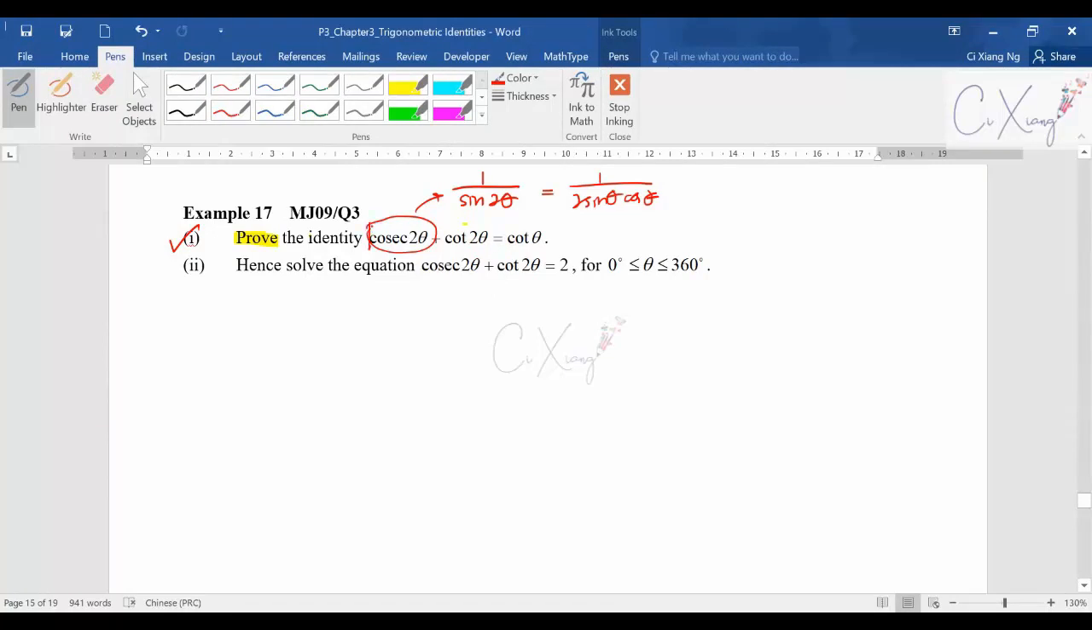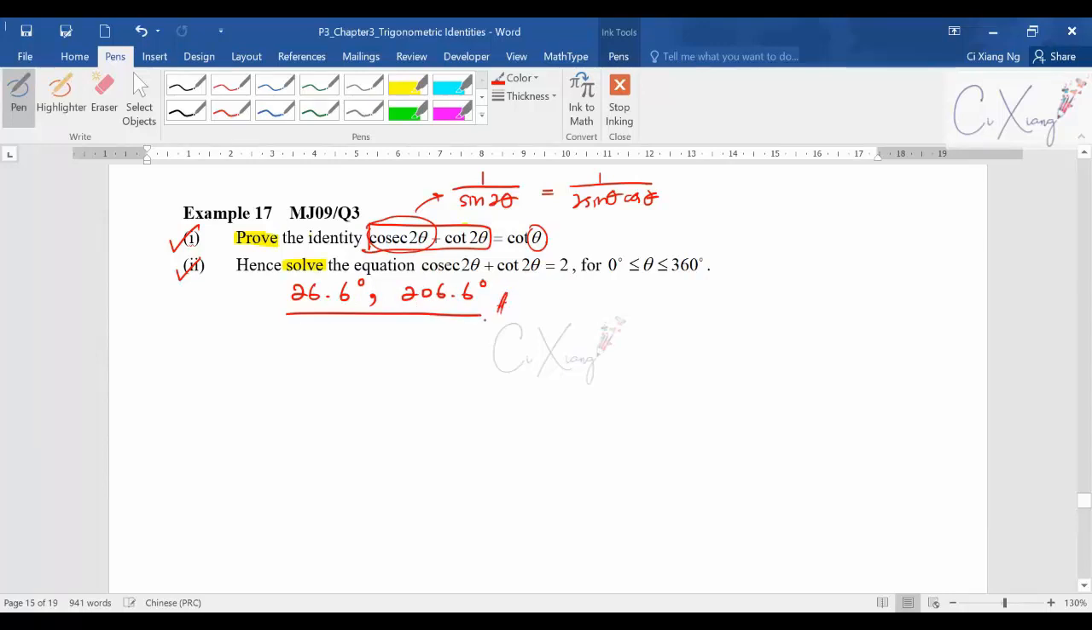Definitely for this identity, you have to start proving from the left. Because the left has a double angle, that's the first thing, and also you have 2 terms. The right hand side only has a single angle with a single term. So the left hand side will be more complicated, and you should start from the left hand side. Then for part number 2, they want you to solve the equation. By using the hint that I told you just now, you can solve it very easily. Part 2, the answer is 26.6 degree and also 206.6 degree.